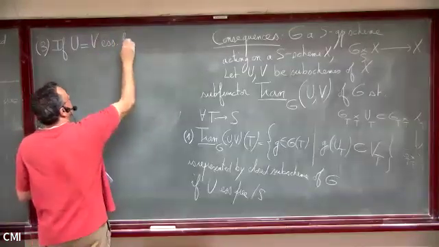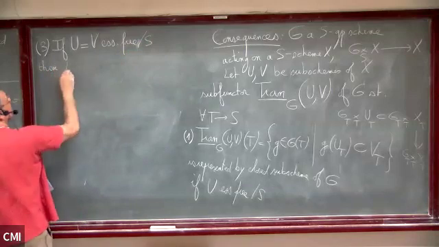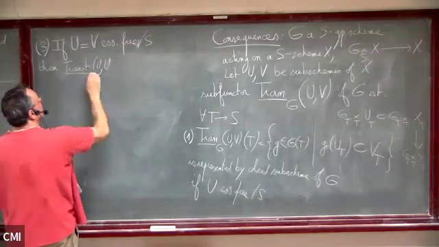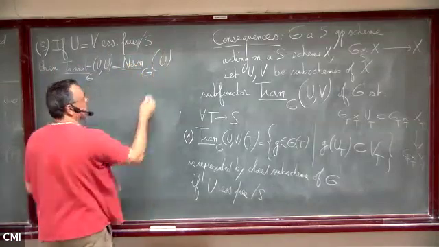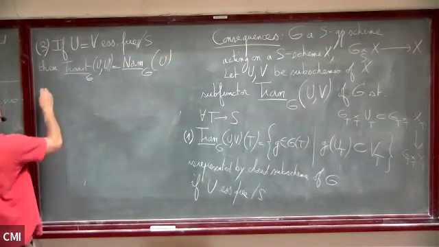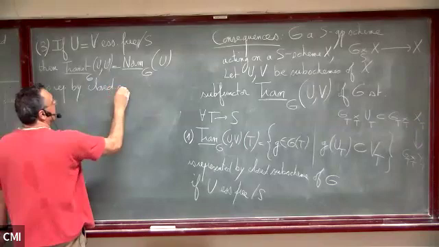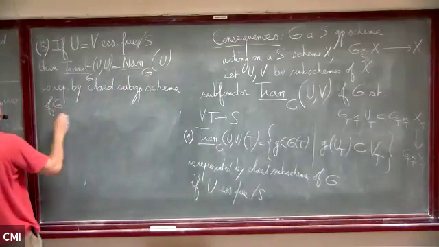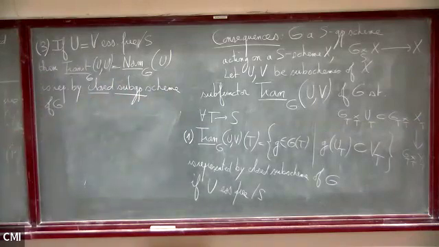If U is equal to V and is essentially free over S, then the strict transporter of U into U, this is what is usually denoted the normalizer of U in G, is represented by a closed subgroup scheme of G. Okay, because when U is equal to V, it is clear that this subfunctor is in fact a subgroup functor, and so it is represented by a subgroup scheme.